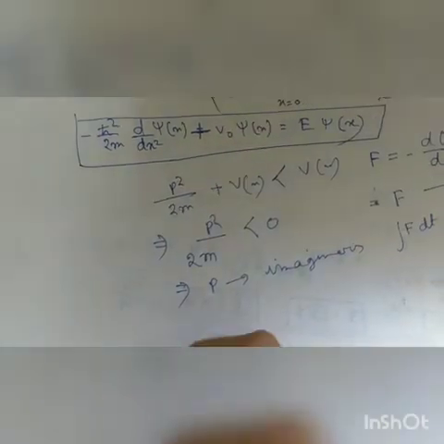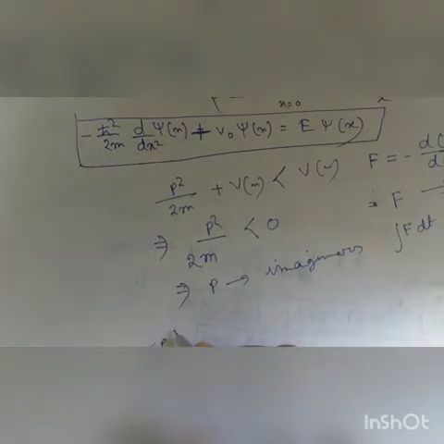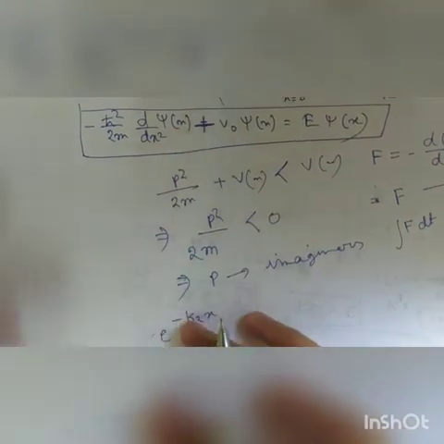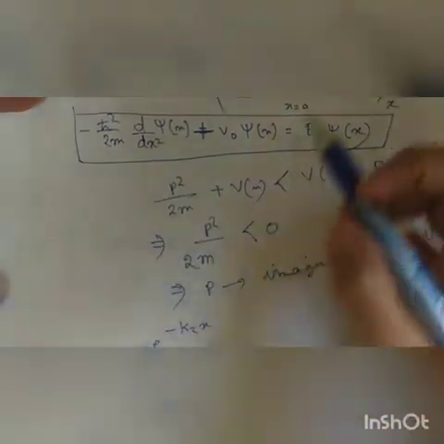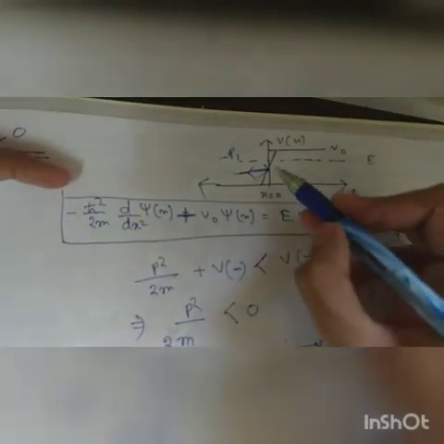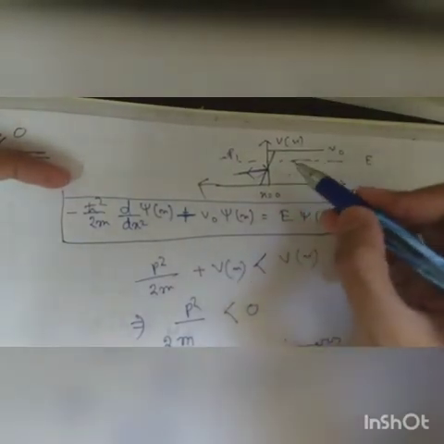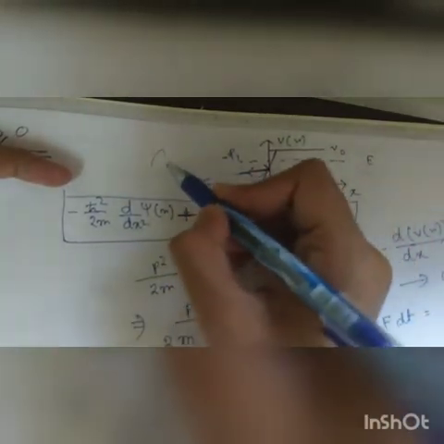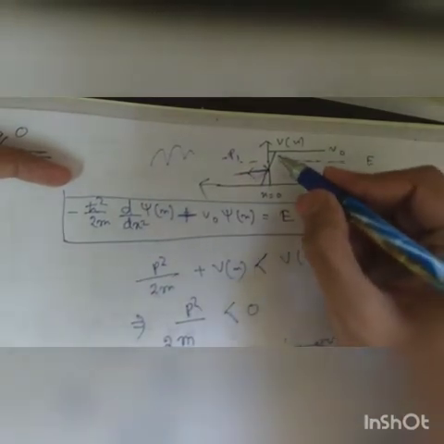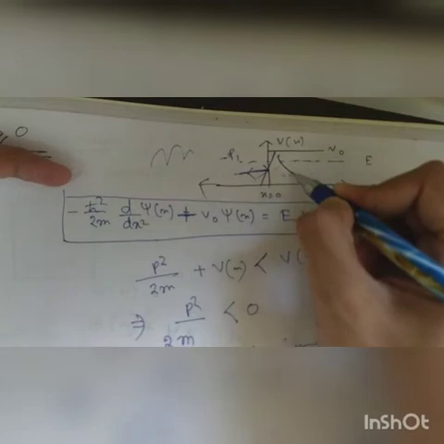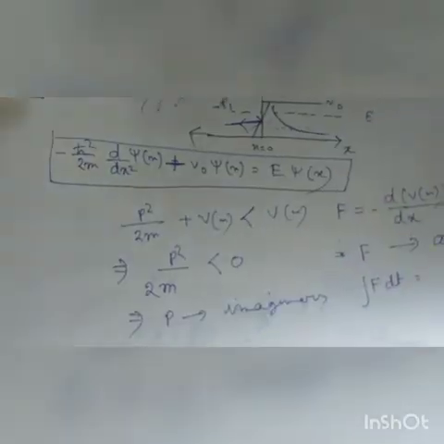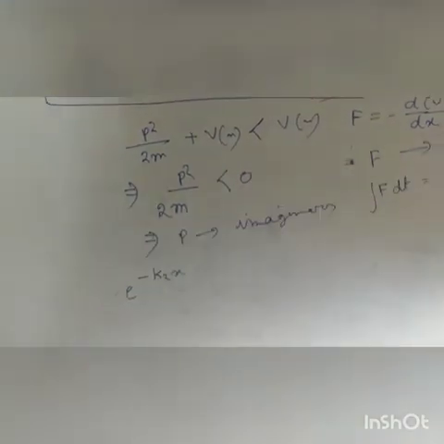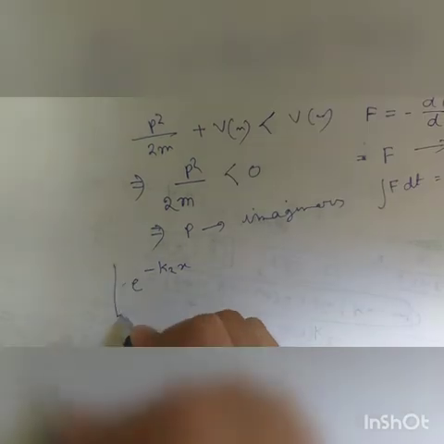Here we would like to assume the solution to be of the kind e to the power minus k2 x, because the particle does not have sufficient energy to move in this region, so we should not expect some kind of oscillating behavior like we had already found in this region. This behavior should be such that it just approaches the x-axis, because it doesn't have enough energy for oscillating behavior or anything else. So we have just assumed this solution.